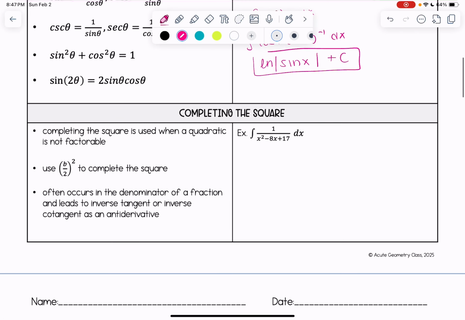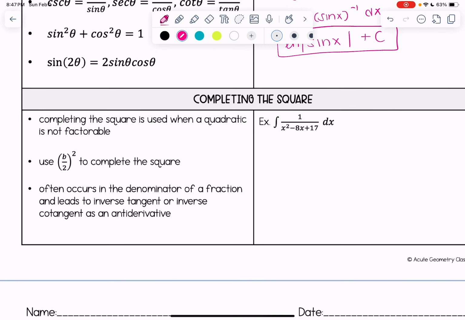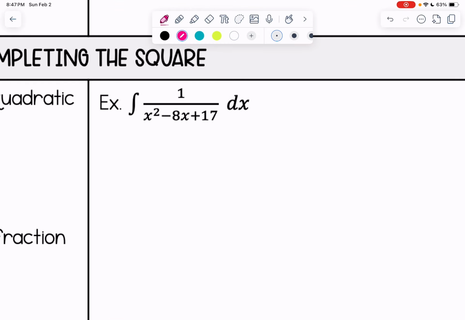Our last example is completing the square. So that's used when a quadratic is not factorable. We take the b term, divide by 2, and square it in order to complete the square. And this often occurs in the denominator of a fraction and leads to inverse tangent or inverse cotangent as an antiderivative. So I'm going to rewrite the denominator in this sample problem here because x squared minus 8x plus 17 is not factorable. So I'm going to rewrite that as x squared minus 8x plus 16 when I take the b term, divide by 2, and square it. We're going to subtract out 16 because we don't want to change the value of the expression.